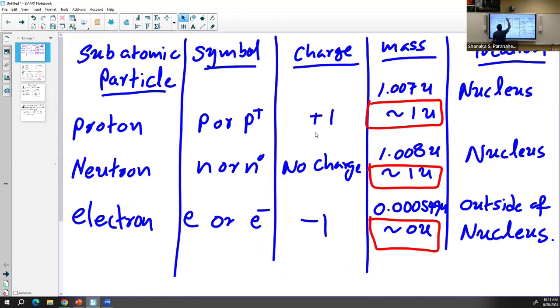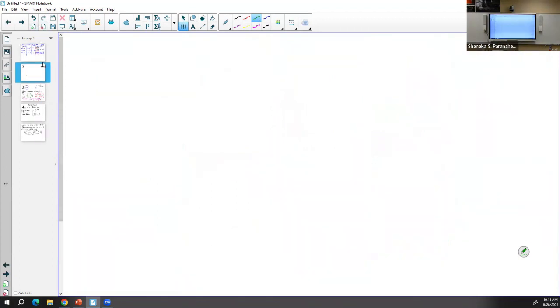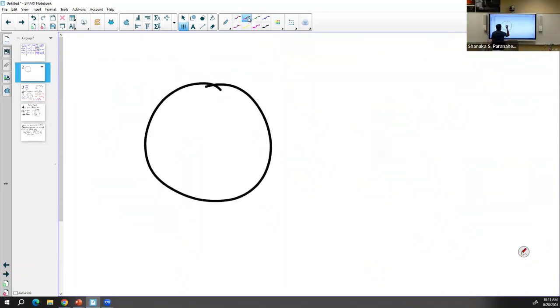Because mass of a proton is 1 AMU and mass of a neutron is 1 AMU. So those are the heavy particles in an atom. So with the number of protons and neutrons, we can calculate the mass of the atom. So this is how we are going to do it. So we have a carbon atom which has 6 protons in the nucleus and 6 electrons outside of the nucleus. Okay. And the total mass of this carbon atom is C14.